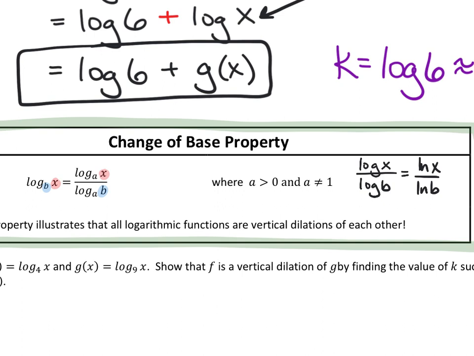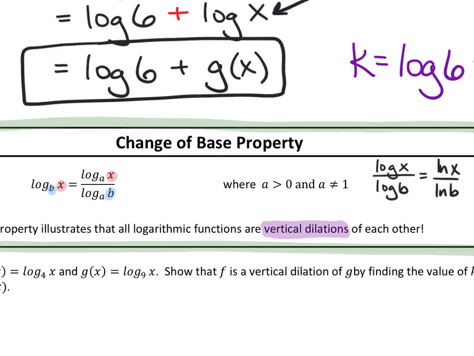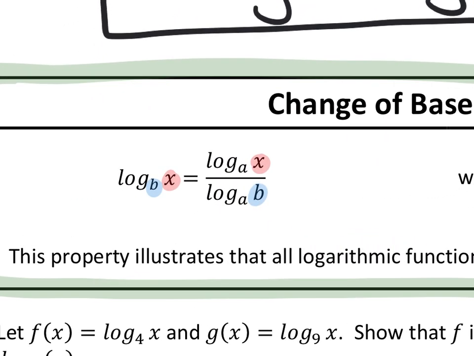But what's really cool about this property is it actually tells me about more transformations that are occurring for a function. It illustrates that all logarithmic functions are just vertical dilations of each other, which is wild. Now, why is this the case? That's a great question. I'm so glad you asked. If we zoom back in on the formula itself, you only have a variable up here, which means you only have a function essentially at the top. This denominator is just some constant.